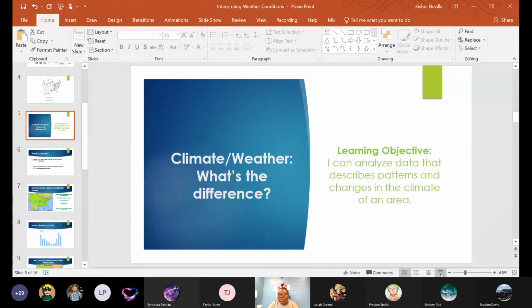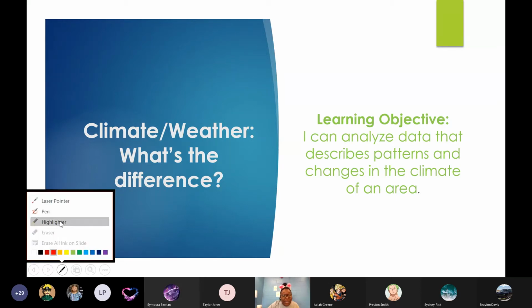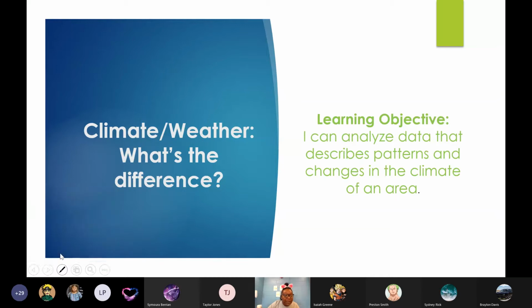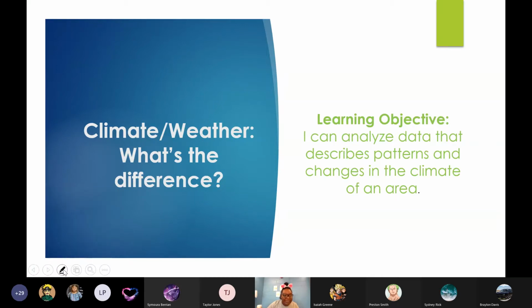Remember, you're only going to want to write down what Miss Neville tells you to write down. At the top of your new notes, let's write down the words climate/weather. What's the difference? Question mark. Remember, you don't need to write down your learning objective, but it is important that you know Miss Neville's goal for our lesson today.